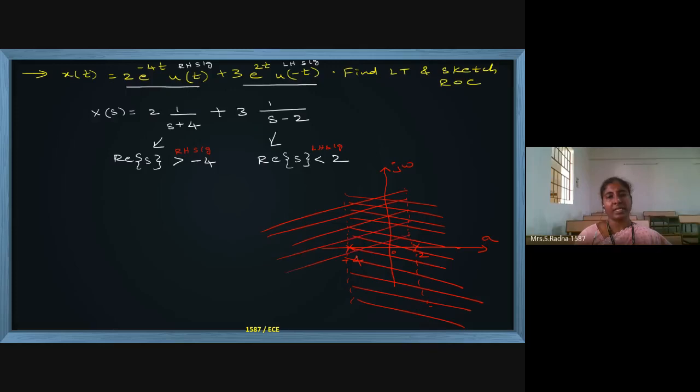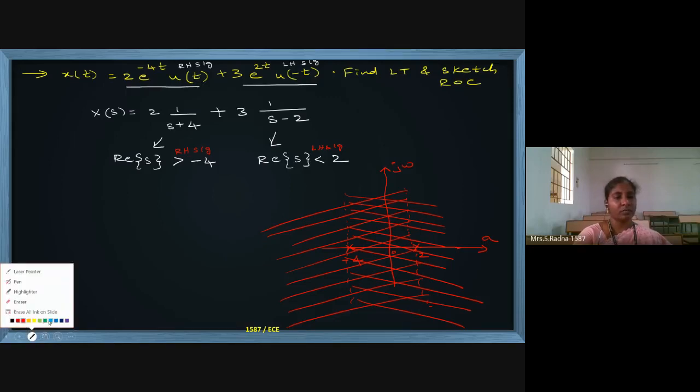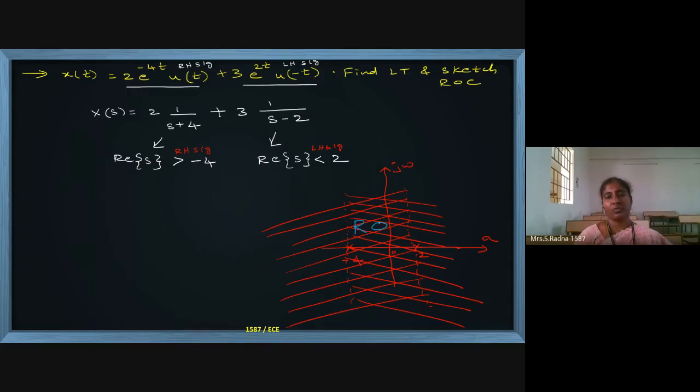Only the overlapping region is the final ROC. So what is the ROC over here? There is overlapping between minus 4 and plus 2, so real part of s is between minus 4 and plus 2. This is the final ROC for the given signal. Like this, you will have different cases.